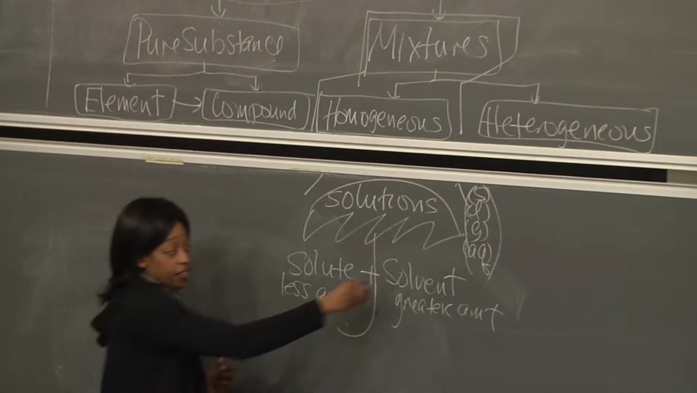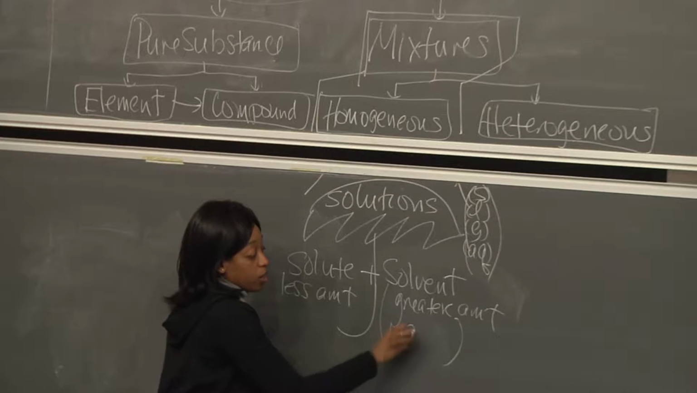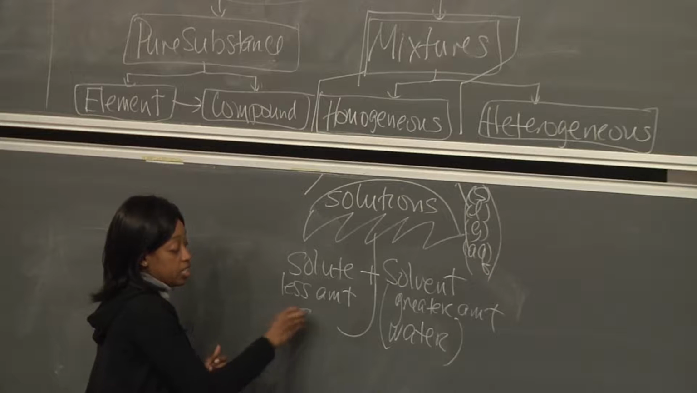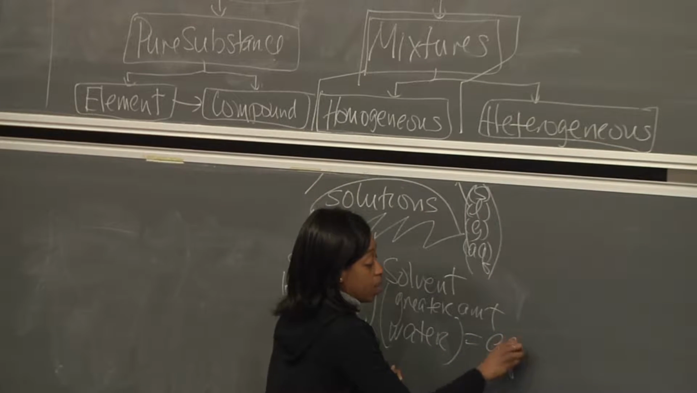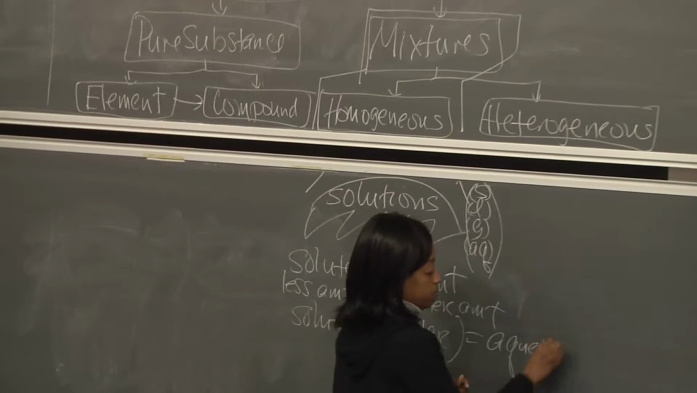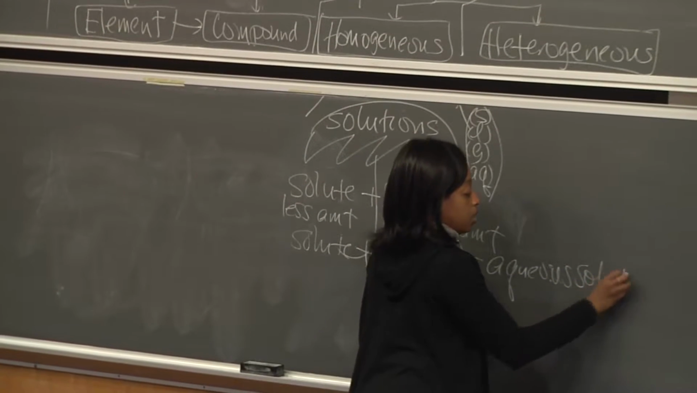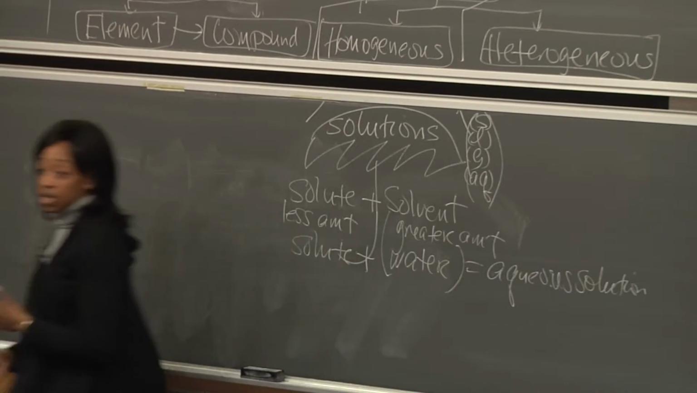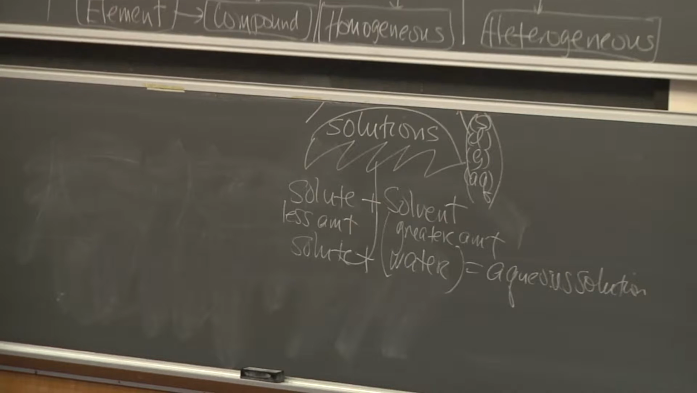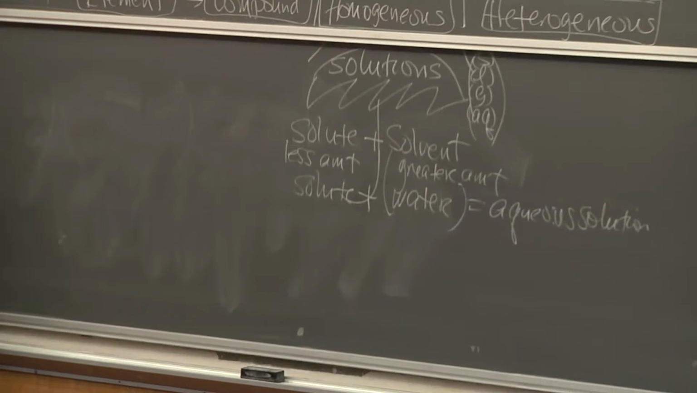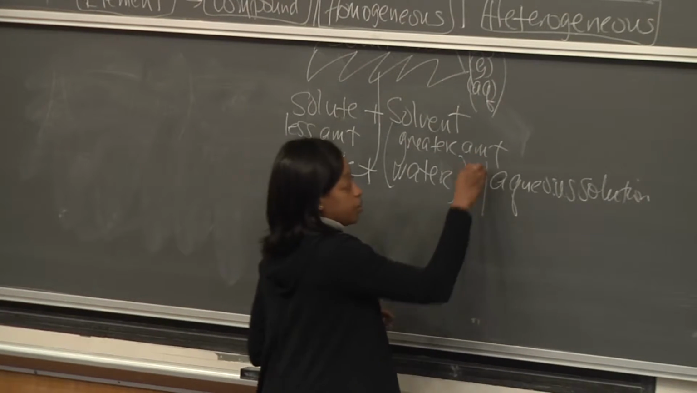Okay, so if any solute and solvent combination makes a solution, the thing that makes something an aqueous solution is to identify this solvent as water. So it's a solute plus water, giving you an aqueous solution. So it's something that's diluted in water to give you the aqueous solution.